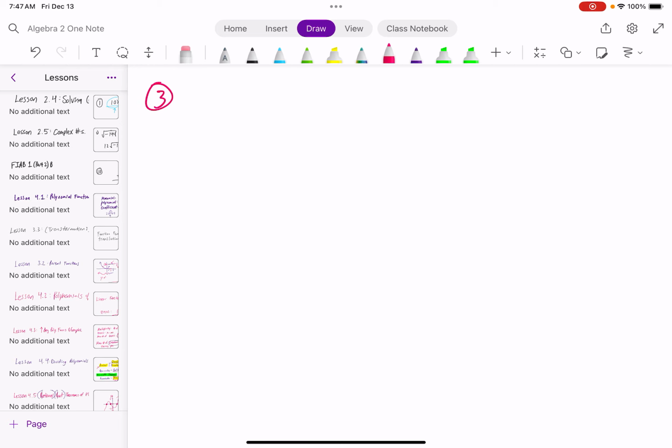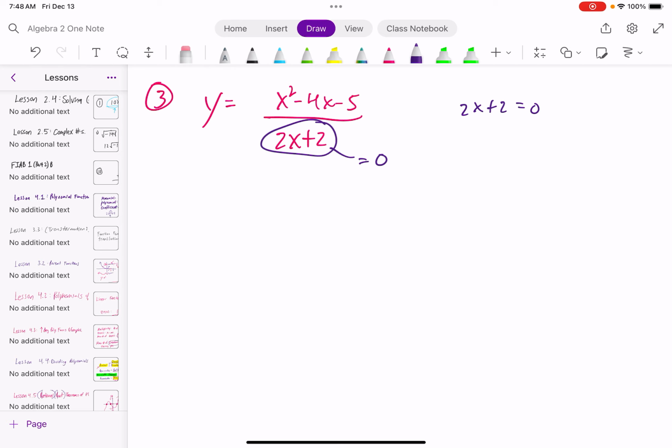All right, number 3. Find the vertical asymptote of the function. We have y is x squared minus 4x minus 5 over 2x plus 2. We want to get the vertical asymptote, which means we need this equal to 0. 2x plus 2 is 0. We're going to move the 2 over. We get 2x is negative 2. We're going to divide by 2, and we get x is negative 1. So this is your vertical asymptote.